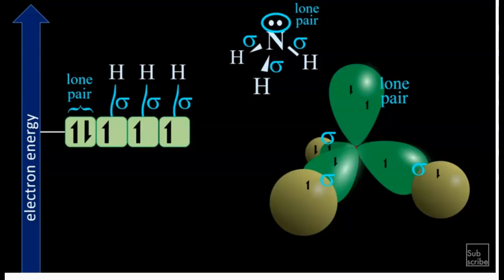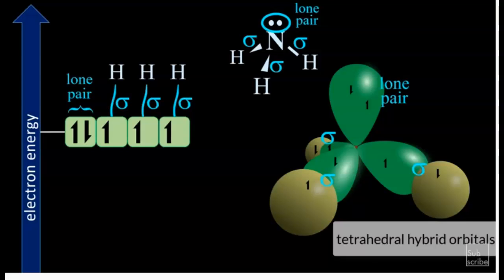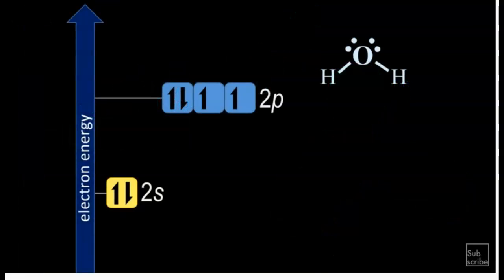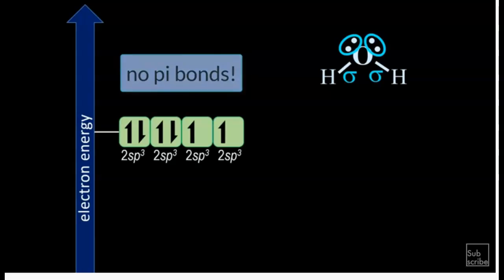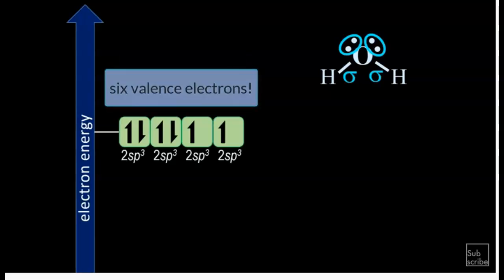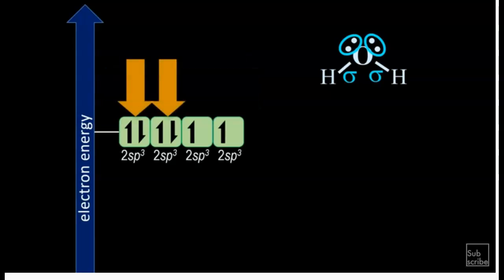As with sp3 hybridization in carbon, nitrogen's hybrid orbitals spread out in a tetrahedral shape. And lastly, water. Here, oxygen has 2 sigma bonds and 2 lone pairs. In water, oxygen is also 2sp3 hybridized, but with 6 valence electrons. 2 of the sp3 orbitals have paired electrons.